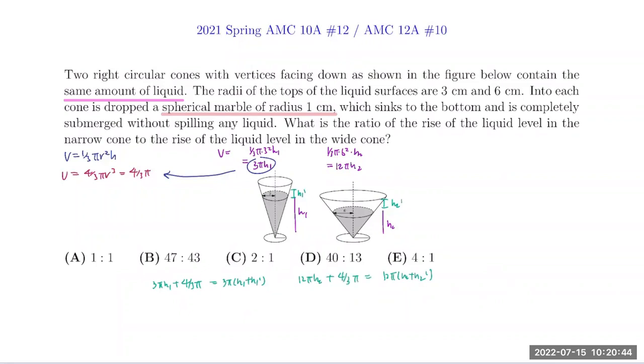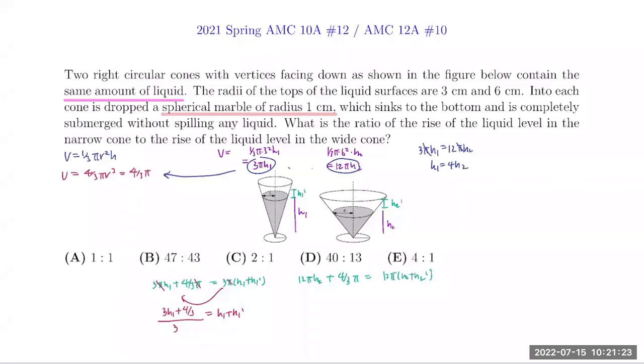Okay, let's see if we can find any other relationships. We first realize that since the volumes of the original two cones are equal, we know 3 pi h sub 1 equals 12 pi h sub 2. This gives us that h sub 1 equals 4 h sub 2. So if we do some calculations on these bottom two equations, we can first cancel out a pi, and then move the 3 to the left-hand side, giving us h sub 1 plus 4/3 over 3 is equal to h sub 1 plus h sub 1 prime.